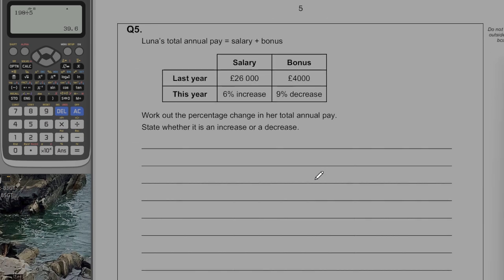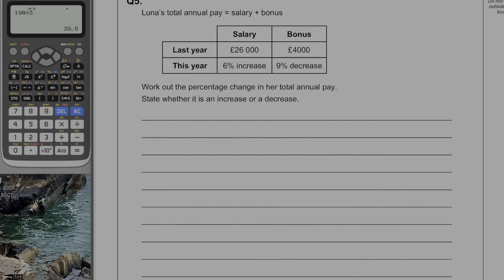Right, question 5. Luna's total annual salary, annual pay is equal to salary plus bonus. Work out the percentage change in her total annual pay. State whether this is an increase or a decrease. Okay, so last year, we'll start with her total for last year is going to be equal to 26,000 plus 4,000, sorry. Which is going to be 30,000.